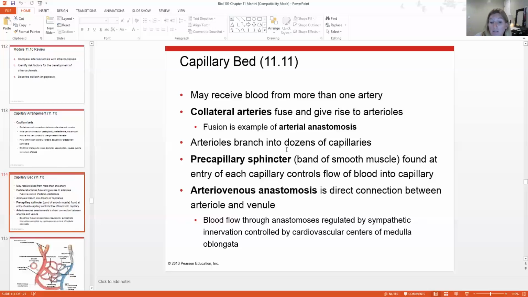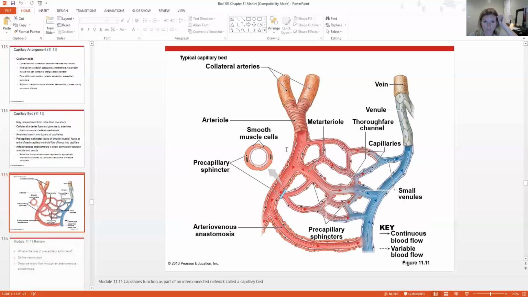An arteriovenous anastomosis is the direct connection between an arteriole and a venule without having a capillary bed. This would be used in times of sympathetic activation when you want to reroute the blood away from, say, the digestive tract and route it to the respiratory. So you're going to shut off those precapillary sphincters in the digestive tract and get that blood up to the brain or up to the lungs or wherever.